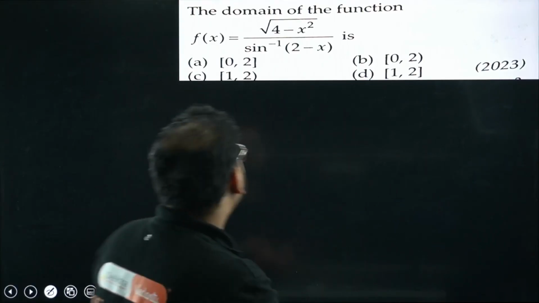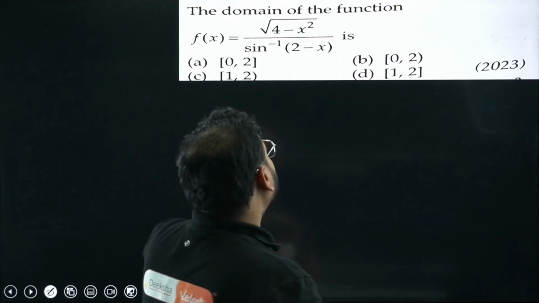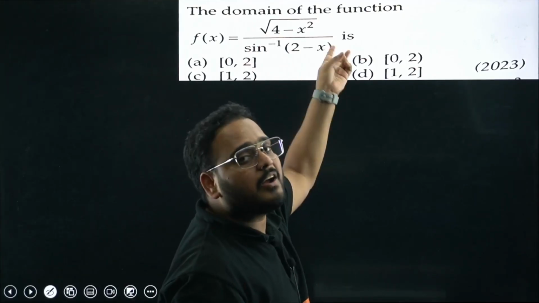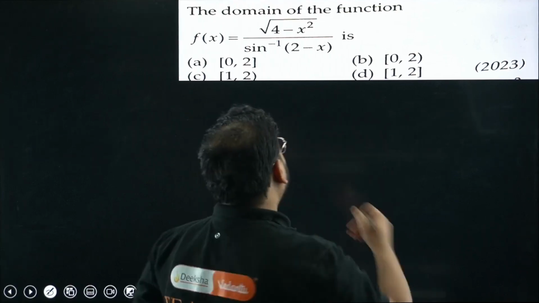Starting from question number 1, you have to find out the domain of the function given like this. Again, you have to apply both conditions, one for the numerator and one for the denominator, because we are having 2 different functions, then take the intersection of their domains. Getting my point? Let's check the numerator first.